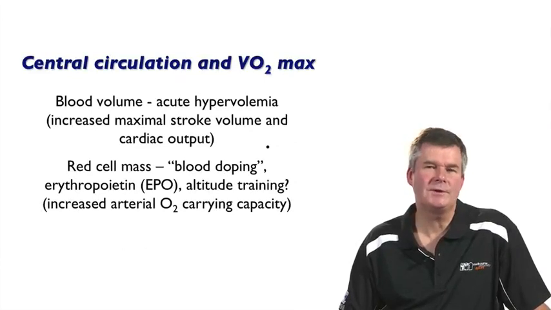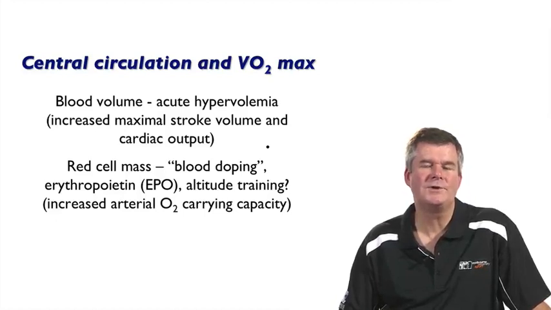The central circulation can influence the maximal cardiac output and the amount of oxygen that is in the arterial blood that can be delivered to the contracting muscle. Alterations in blood volume have an impact on end diastolic volume, maximal stroke volume, and therefore maximal cardiac output. Plasma volume expansion acutely in untrained subjects has been shown to increase the VO2 max. And similarly, loss of central blood volume and dehydration reduces maximal stroke volume and reduces maximal cardiac output.